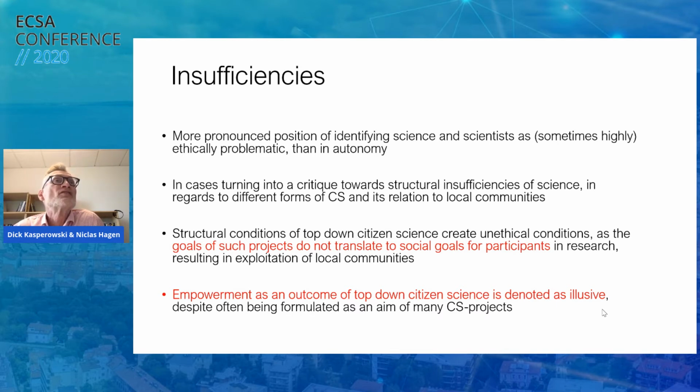In cases, this means that the structural conventions of top-down citizen science create unethical conditions, as the goal of such projects does not translate to social goals for participants in research, resulting in exploitation of local communities. Citizens seeking empowerment do not receive the epistemic representation for this empowerment that they expected from science. And top-down citizen science and the empowerment so often enlisted in these types of projects is quite illusionary.